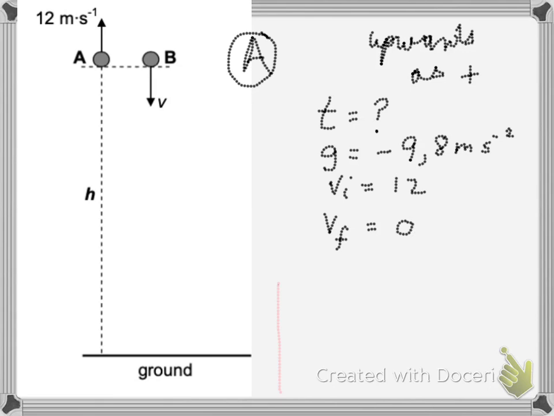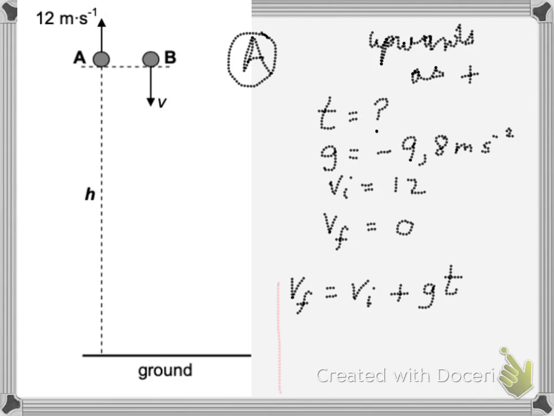What will be the next step? The next step will be to get a formula going. You need a formula that includes all of this. So that will be v final, and this you'll get on your formula sheet. v final is equal to v initial plus g times t.